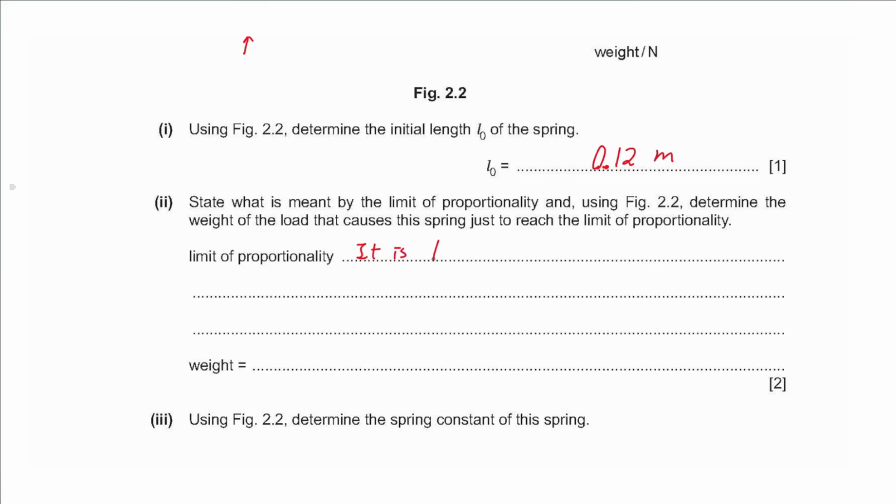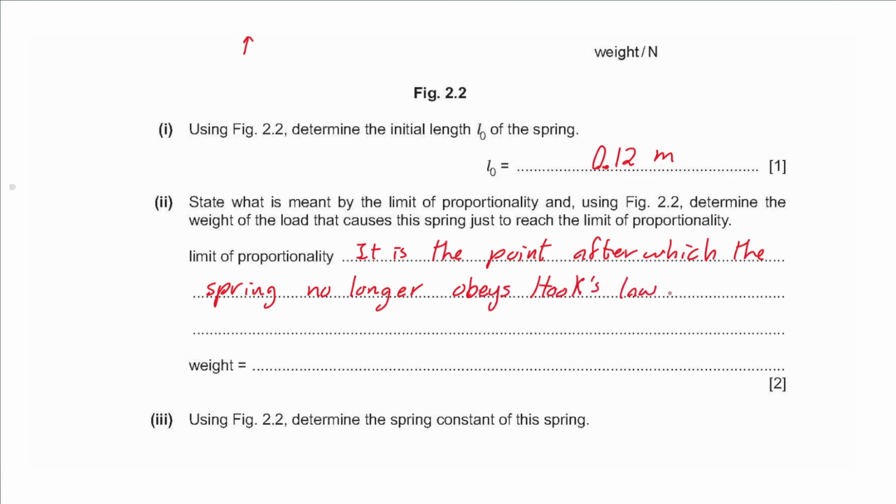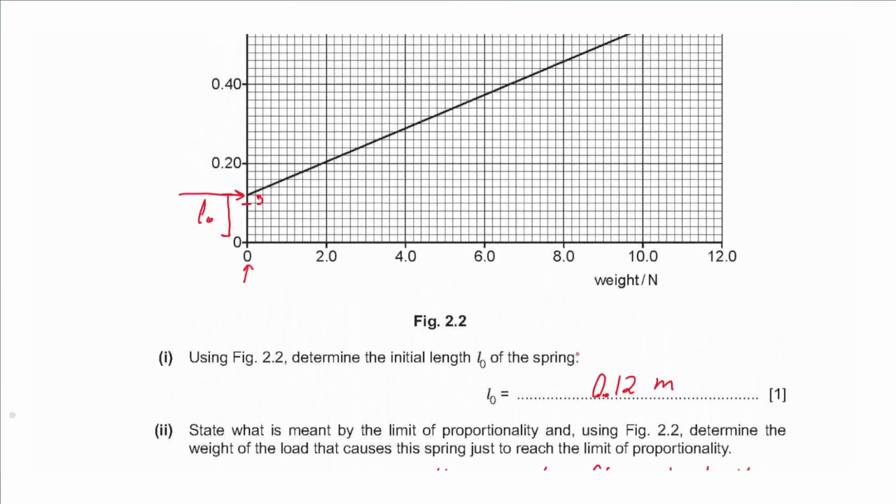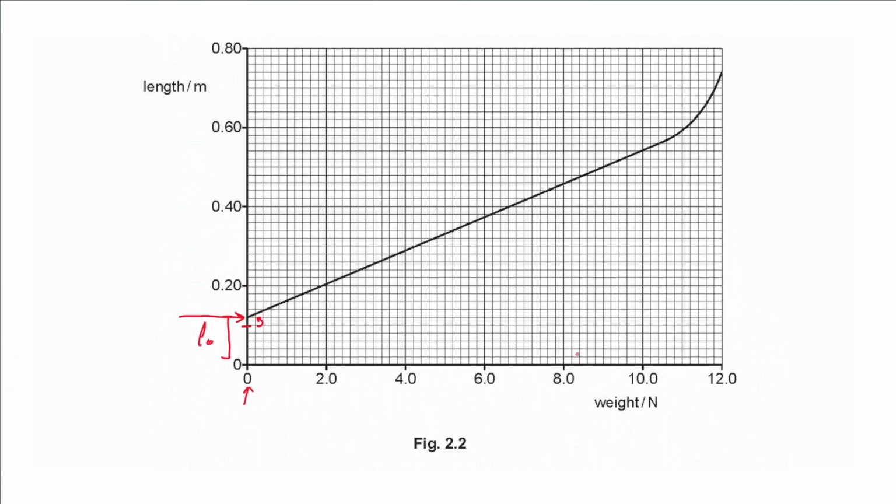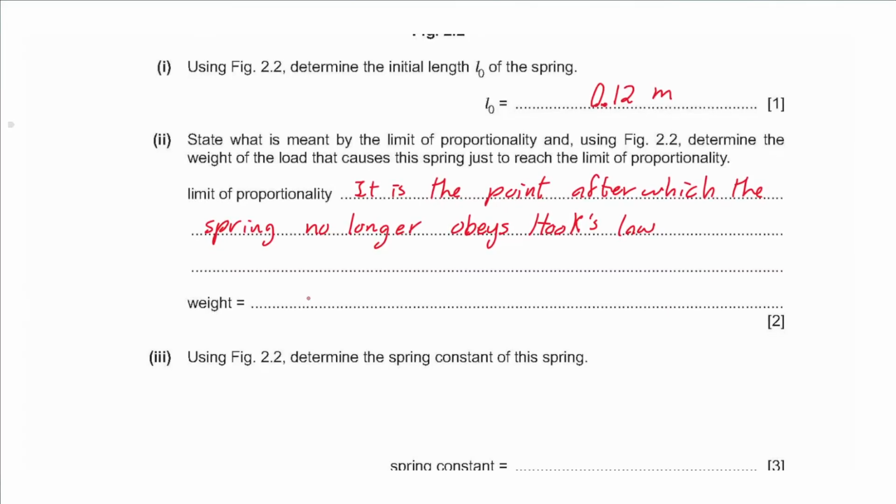First, it is the point after which the spring no longer obeys Hooke's law, or we can say it is a point after which the force and extension are no longer proportional. And going back to the graph, proportional means a straight line, so it is a point after the straight line. The line stops being straight from this point here, going downwards to see the load that is approximately 10.4 newtons. So we write it down here. The weight is 10.4 newtons.